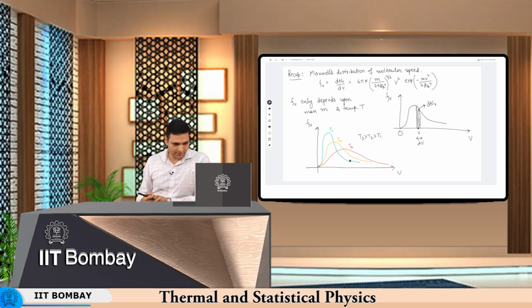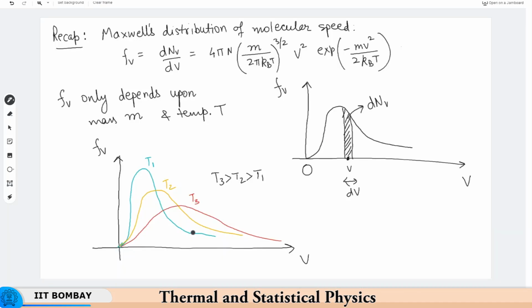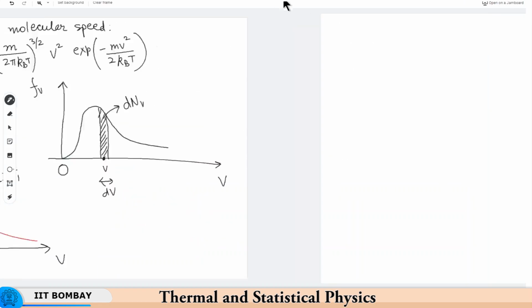But what we will do next is basically we will use this distribution to evaluate some more important quantities. For example, let us see how we can evaluate the average speed of gas molecules. All right. So, average speed.